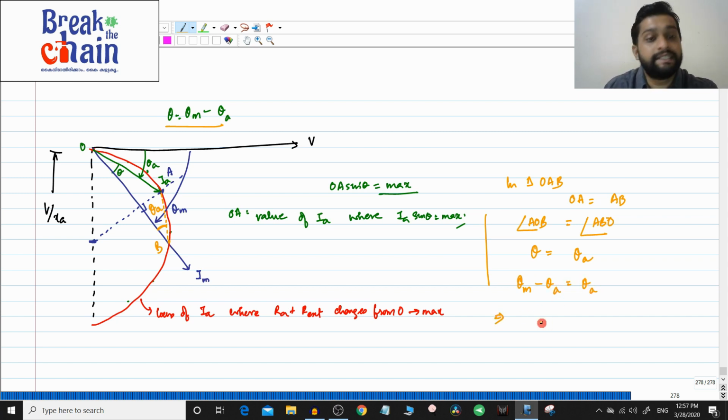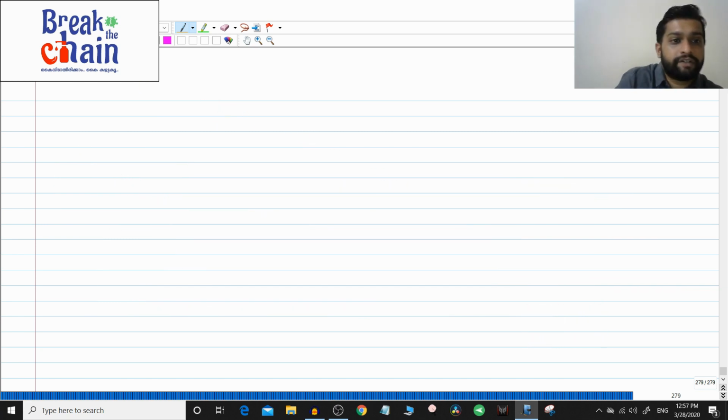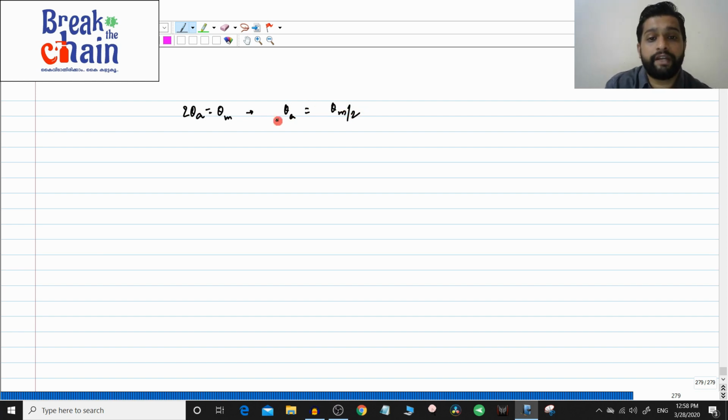So, in resistance split phase induction motors, the condition that you have to remember is 2 theta A is equal to theta M. This is a very important relation. So, that is an interesting relation that we have got here now, that is 2 theta A is equal to theta M, or I can tell theta A is equal to theta M by 2. You must not forget what this theta A and theta M are. Theta A is the power factor angle of the auxiliary winding, theta M is the power factor angle of the main winding.